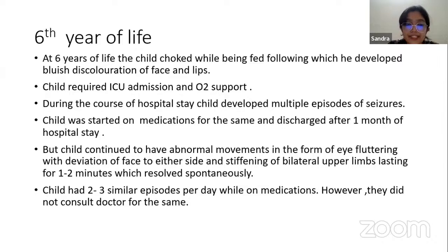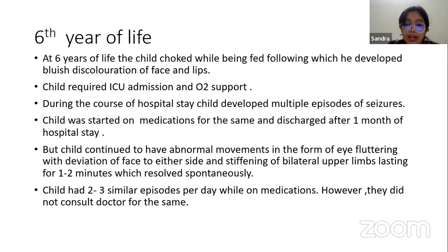Sixth year of life. At 6 years of life, the child choked while being fed, following which he developed bluish discoloration of face and lips. Child required ICU admission and oxygen support. During the course of hospital stay, the child developed multiple episodes of seizures, was started on medications for the same and discharged after 1 month of hospital stay.